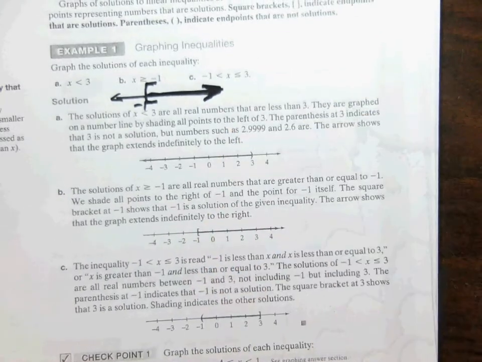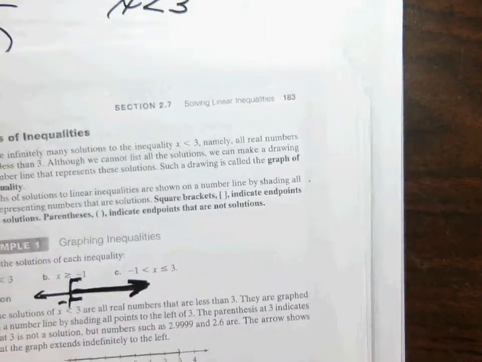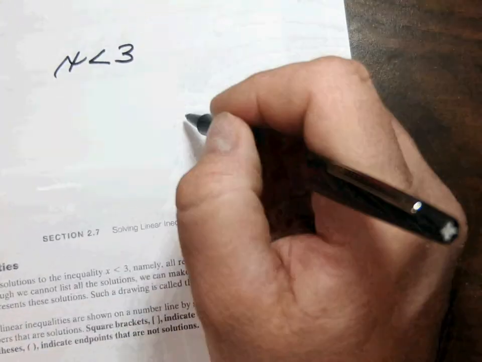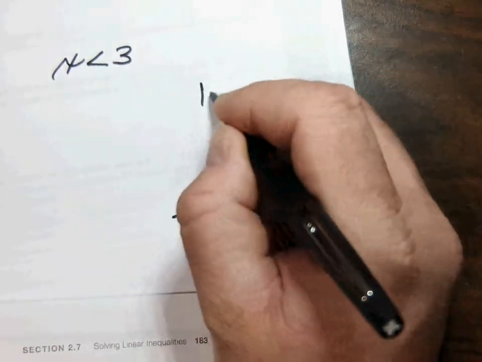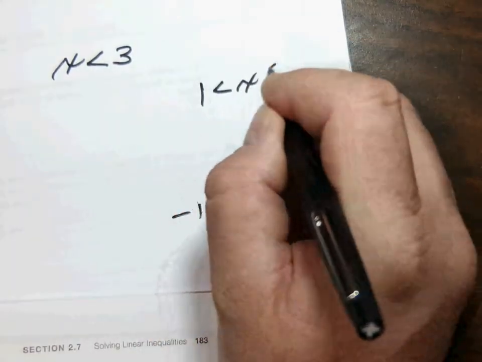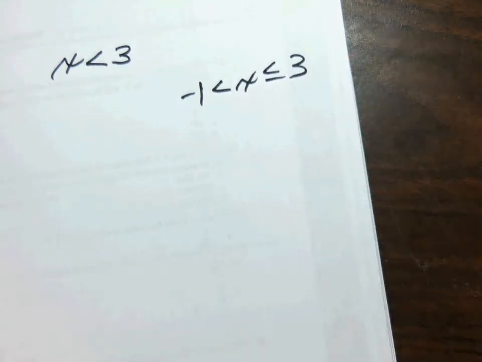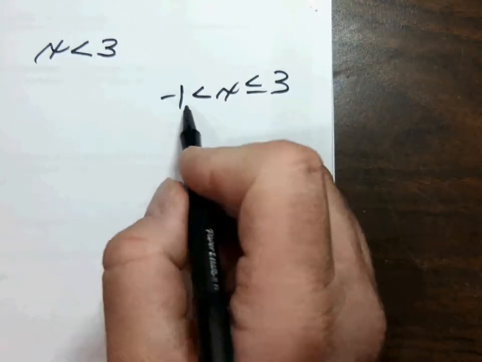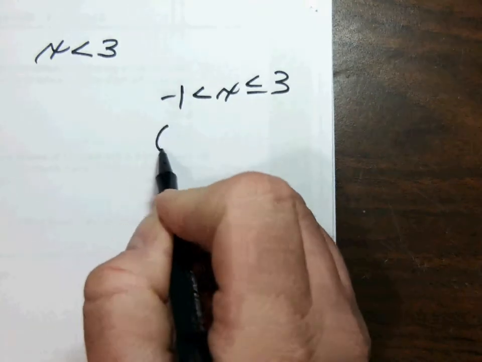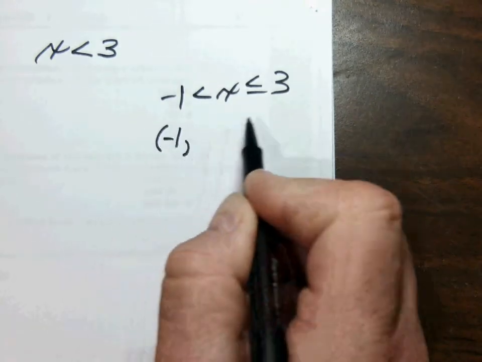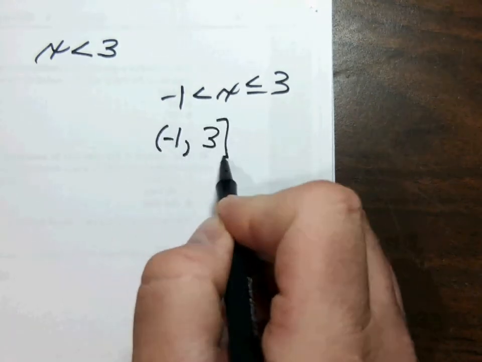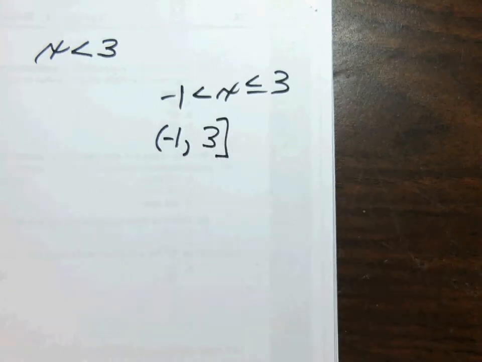This last one, how would I show that in interval notation? Let me just write it. How would I show this in the interval notation? Well, negative 1 is not included, so it's going to be negative 1 up to and including 3, and then we put a square bracket on 3.